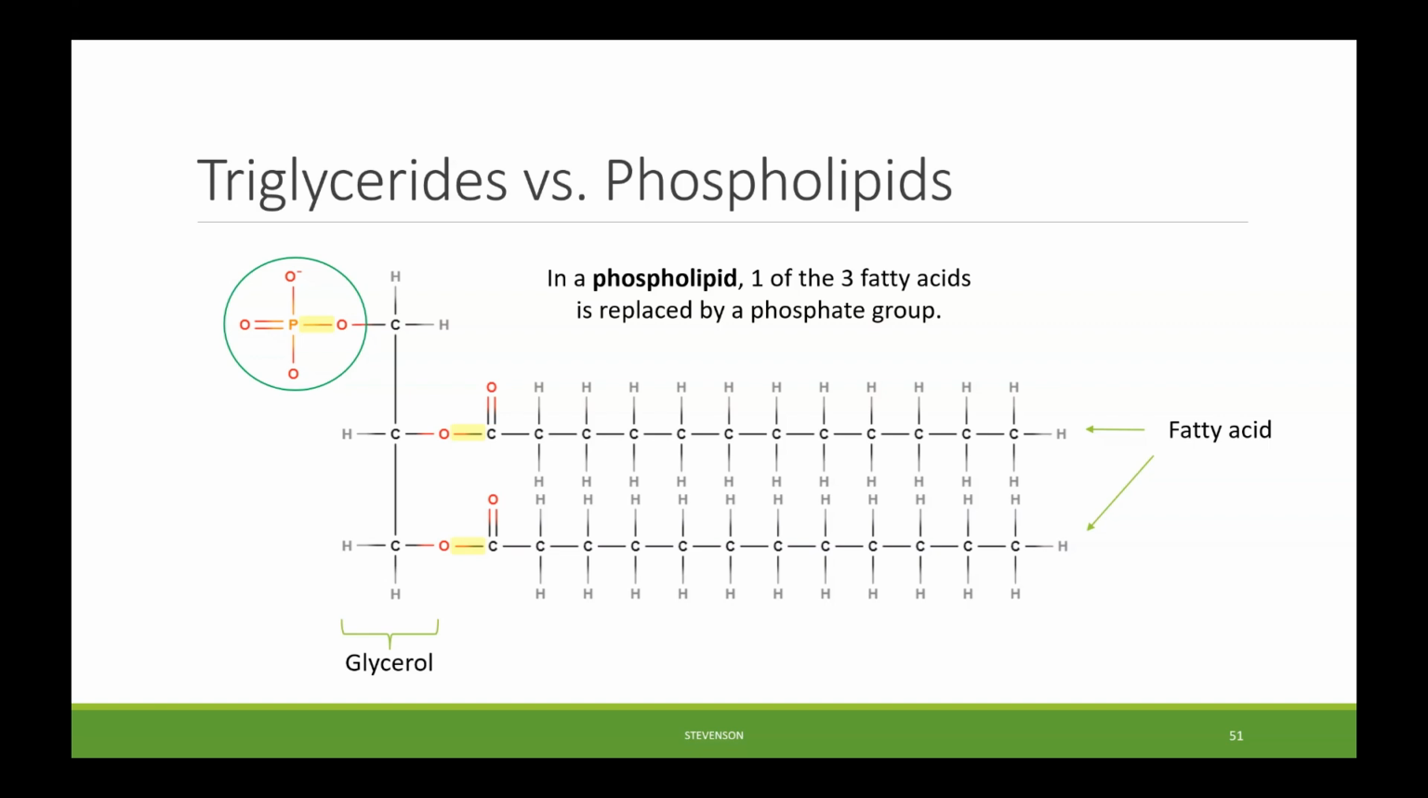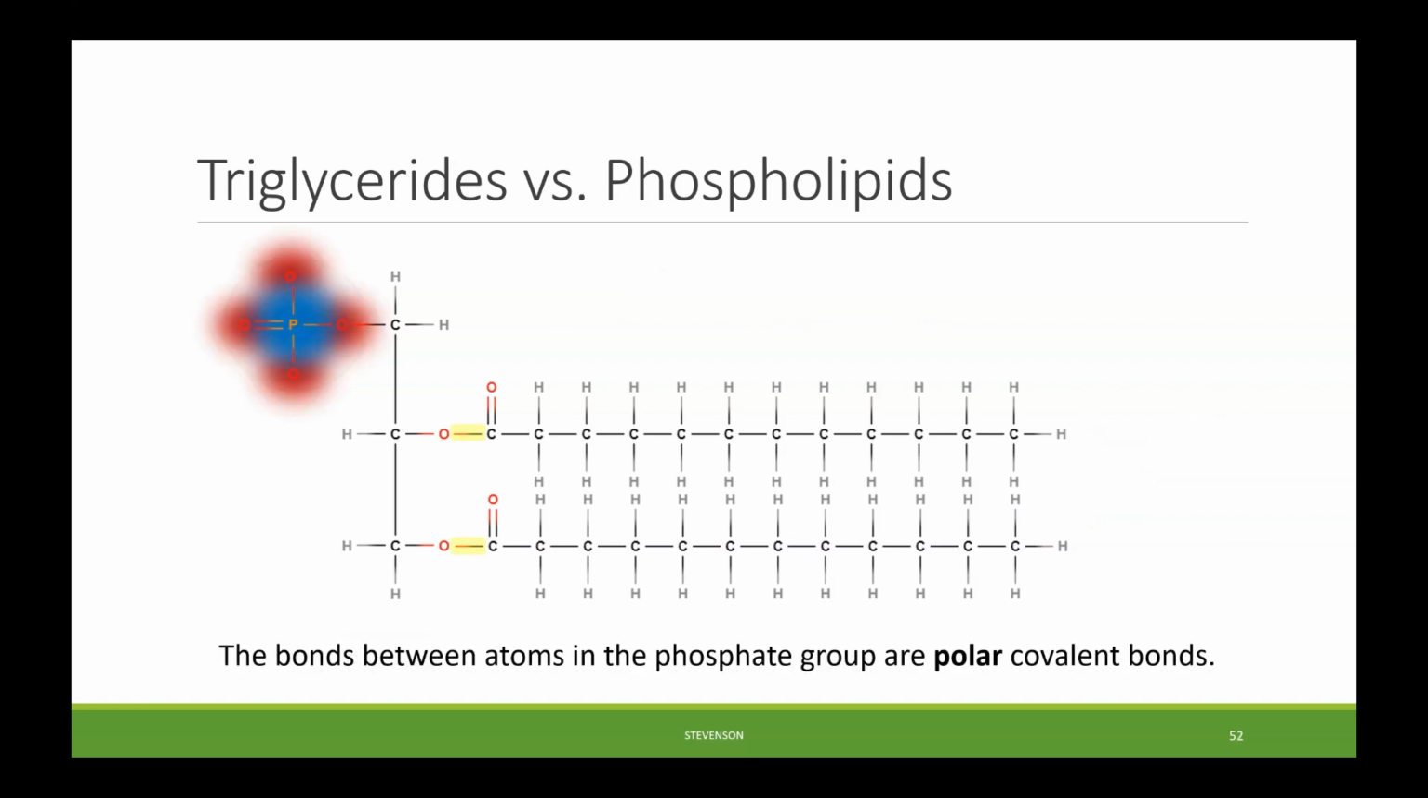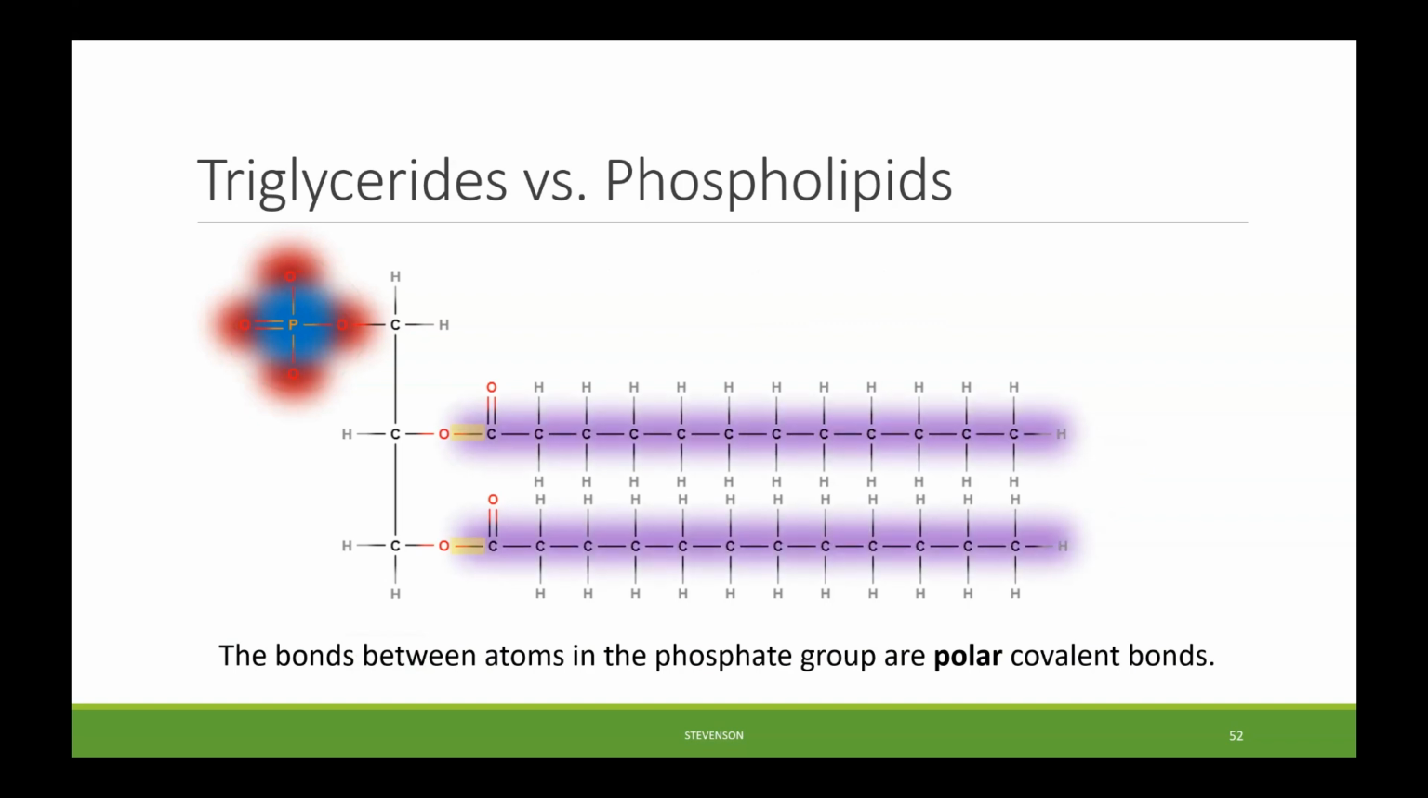And now the thing about this phosphate group is that the bonds found within it, the bonds between the phosphorus in the middle and the oxygen atoms all around it, those bonds are quite polar. So we have this polar component over here, and meanwhile, the 2 remaining fatty acids continue to be nonpolar.